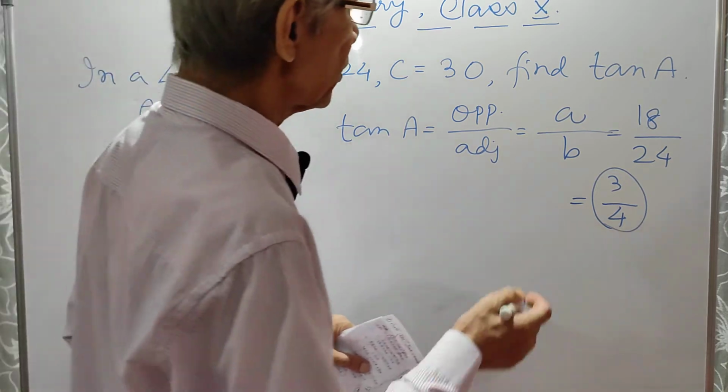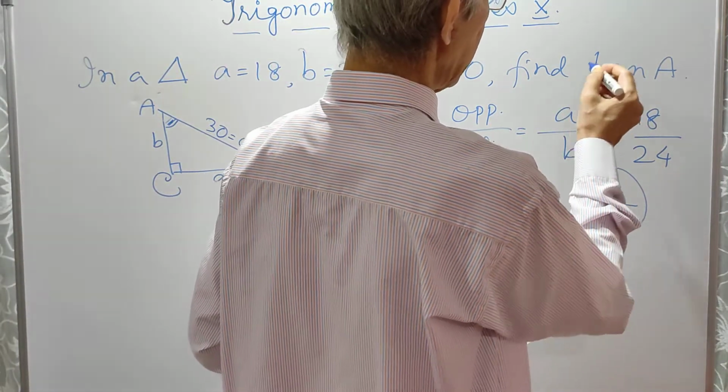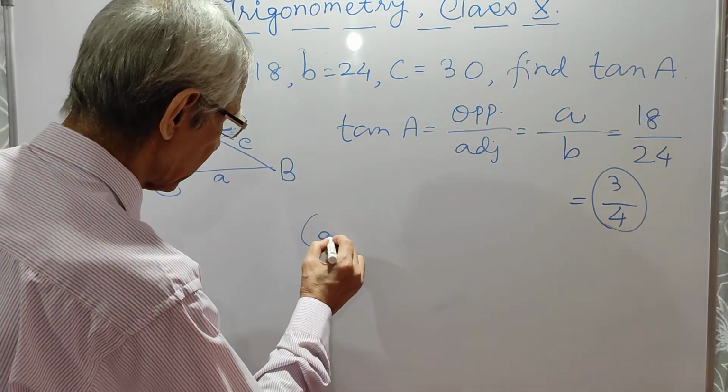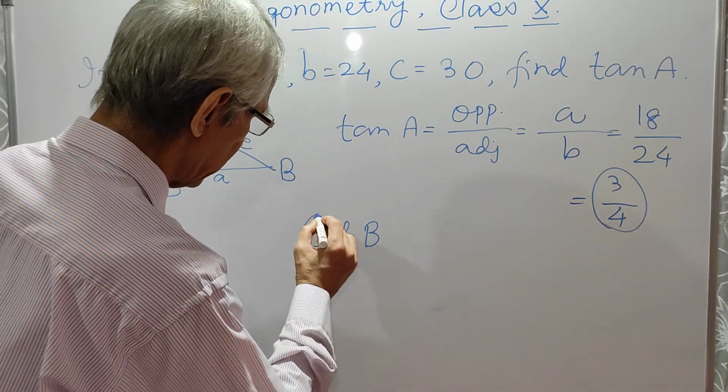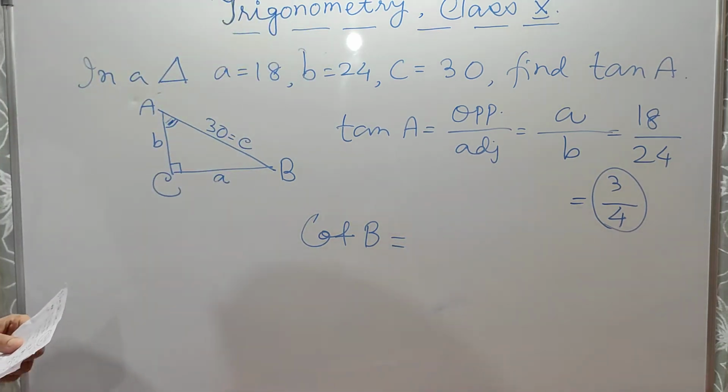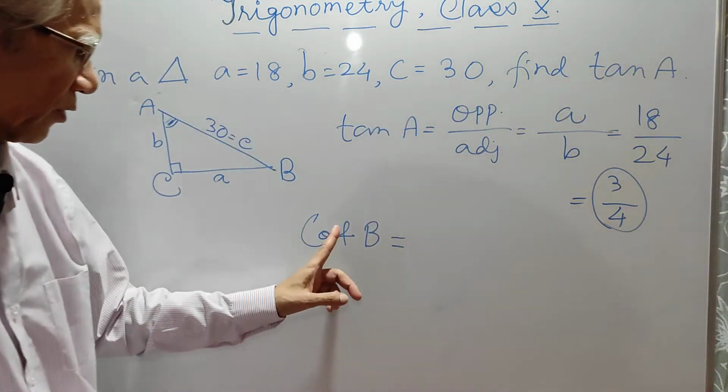Now the question was: find tan A and cot B. We have to find cot B also, the second part of the question. Yes, we found tan A. Now let us find out cot B.